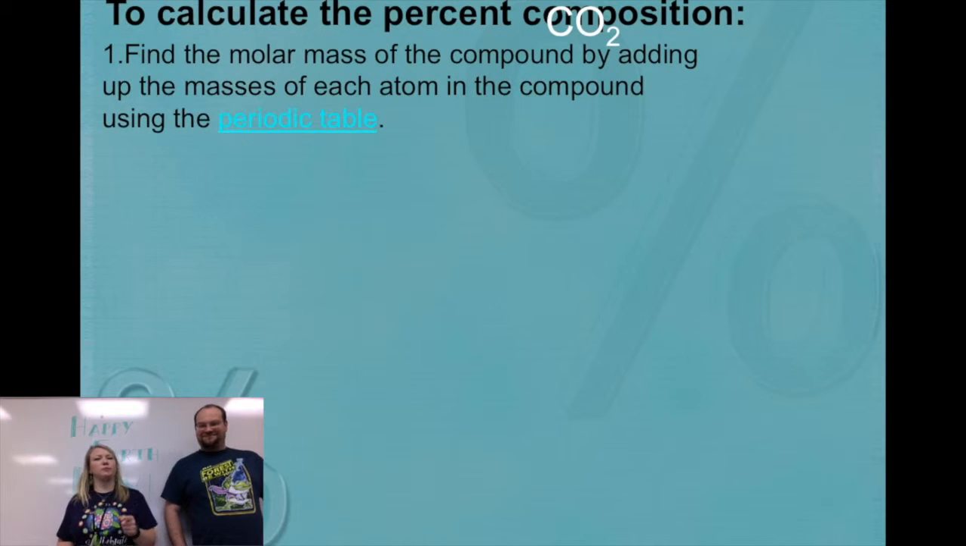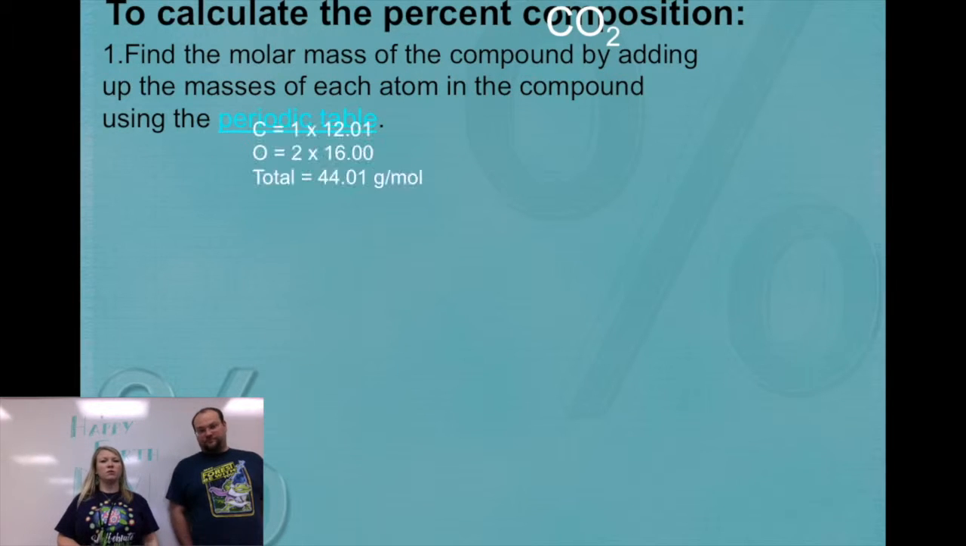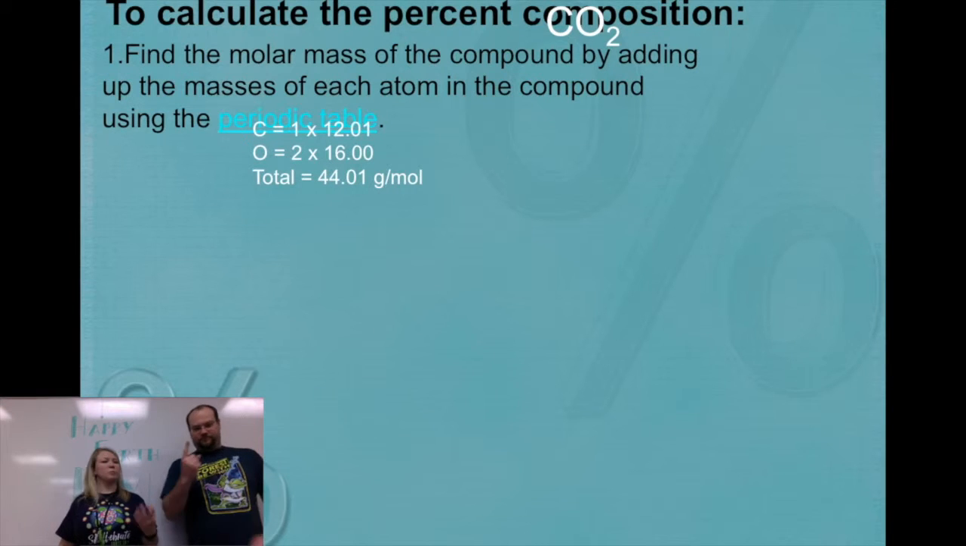It's very similar to what we are going to do here. To calculate the percent composition, we're going to work with CO2. We want to figure out the percent composition of carbon and oxygen. The first thing we need to do is find the molar mass of the compound by adding up the masses of all of the elements involved. We have carbon, there's one of them. We multiply that by 12.01. Oxygen, there's two of them. We multiply that by 16. And we get the grand total.